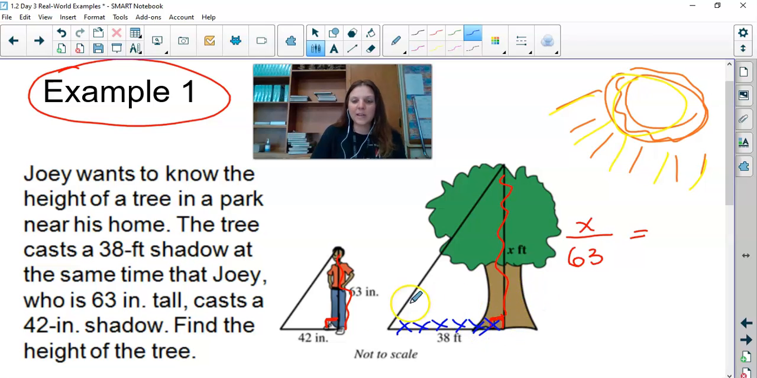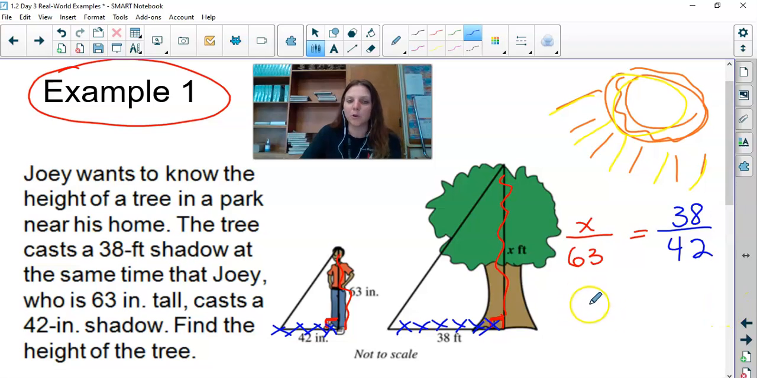The next thing I'm going to do is I'm going to look for the side that would represent the shadow. Now in the tree, that side is the side that's 38 feet. And that matches up with Joey's shadow, which is 42 inches. Now, some of you may be wondering, wait, do I need to convert these things? No, here's why. So this was 63 inches. His height was 63 inches, his shadow was 42 inches, and this is feet.